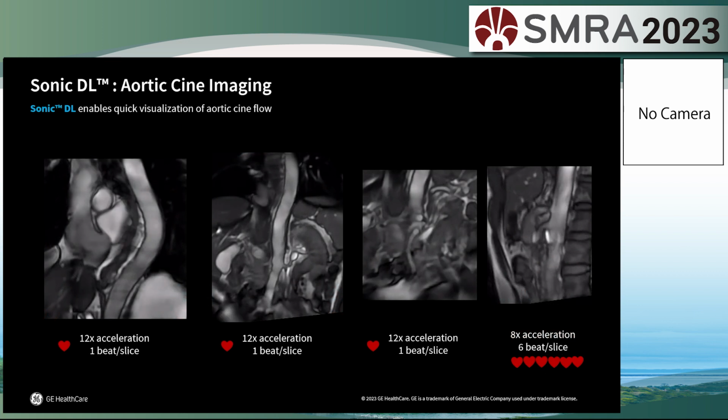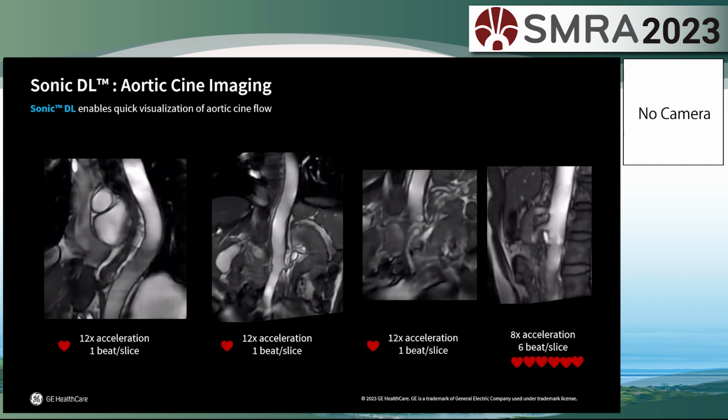So the next slide is how Sonic DL can be used also for aortic cine imaging. The main purpose of the Sonic DL is for the cardiac cine imaging, but we can see the aortic cine images with Sonic DL as shown in this slide, and which will be useful for the quick observation of the magnitude-based aortic cine flow. So you can see the good magnitude-based cine flow in the descending aorta with a large FOV.